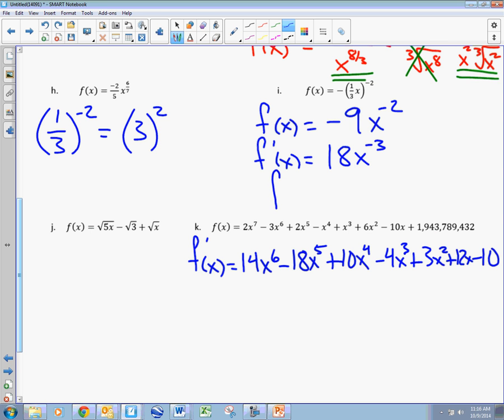Does the 18 go in the top or bottom? Top. How about the x to the negative 3rd? x to the 3rd in the denominator. That's your derivative.